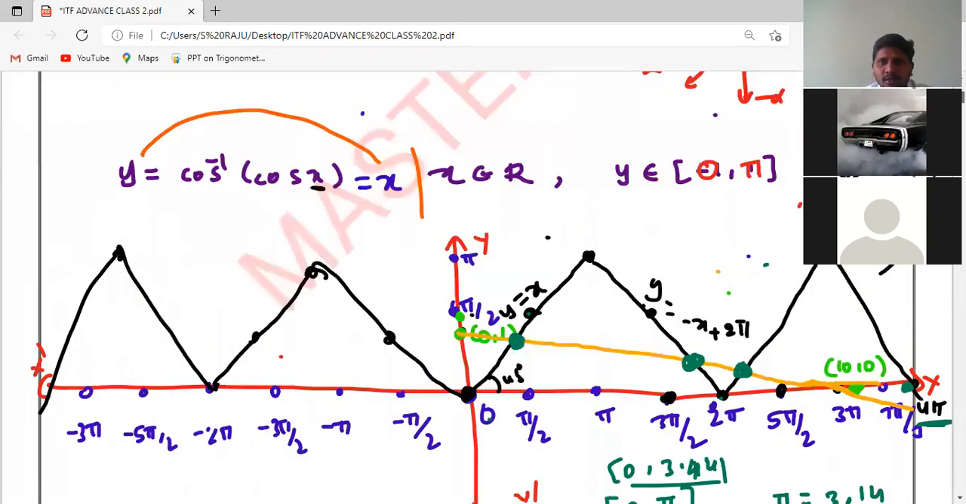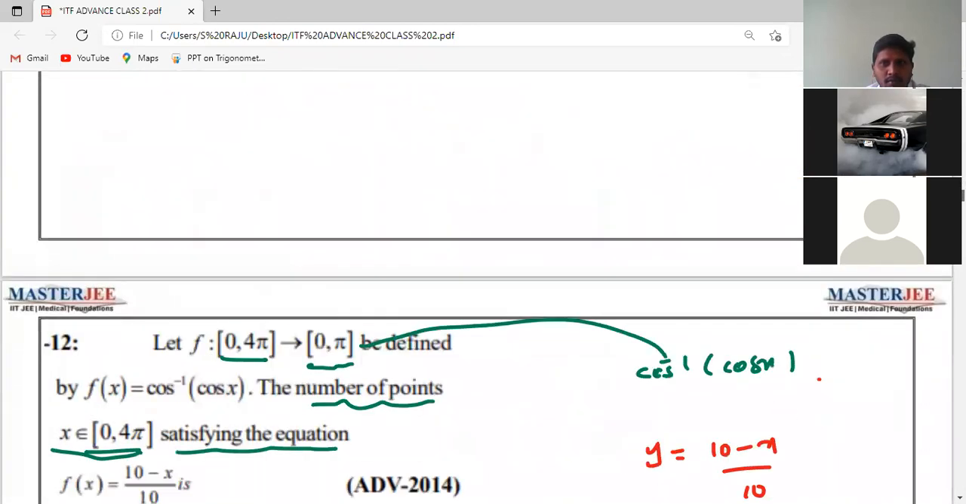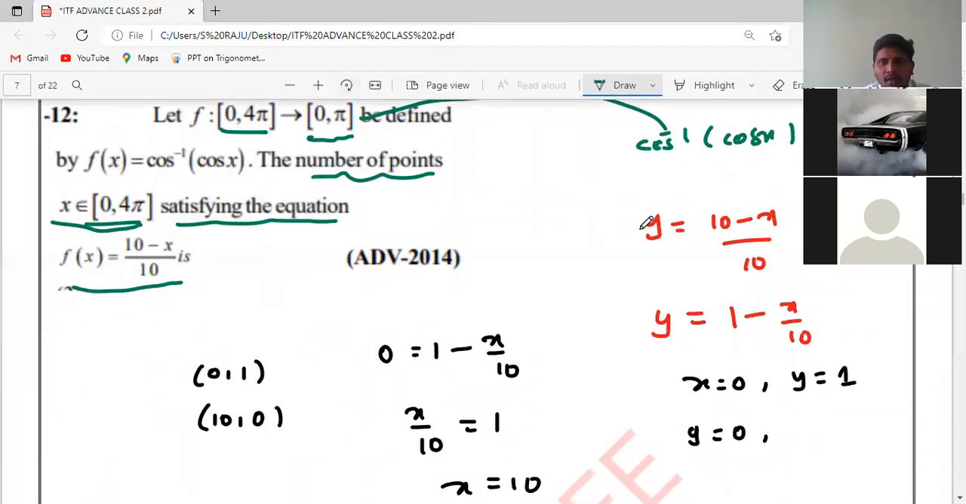Okay, next. Can you explain the question again, sir? Question. When x can take 0 to 4 pi, the principal value branch is 0 to pi, defined by f of x is equal to cos inverse of cos x. The number of points x belonging to 0 to 4 pi alone, between that 0 to 4 pi, satisfying this equation, 10 minus x by 10. How many points will satisfy the given equation? That is the question.